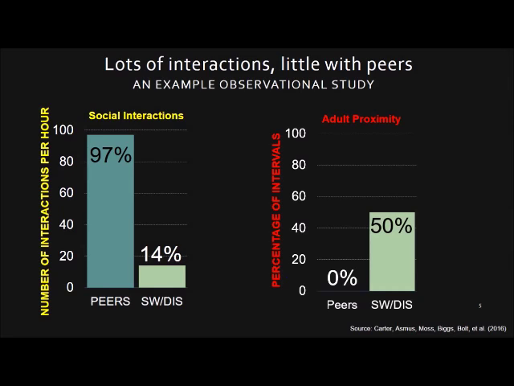And that's where we tend to lose out on our opportunities for interactions with their peers, because whenever there's an adult around, it forms this bubble and keeps us from interacting with our peers.